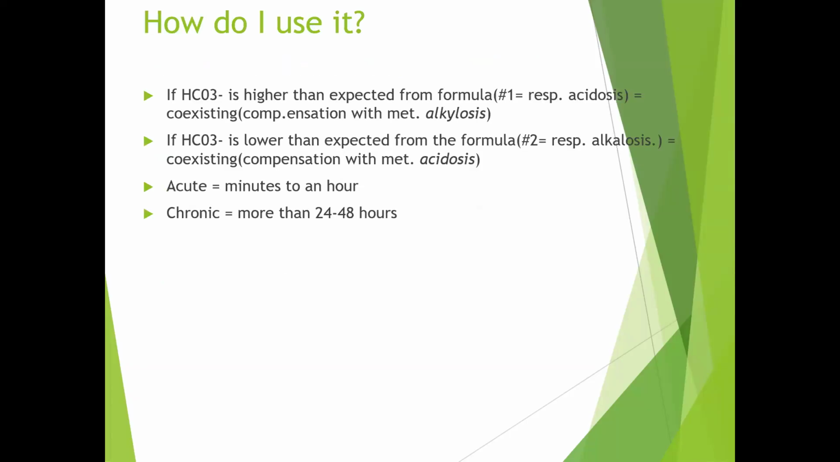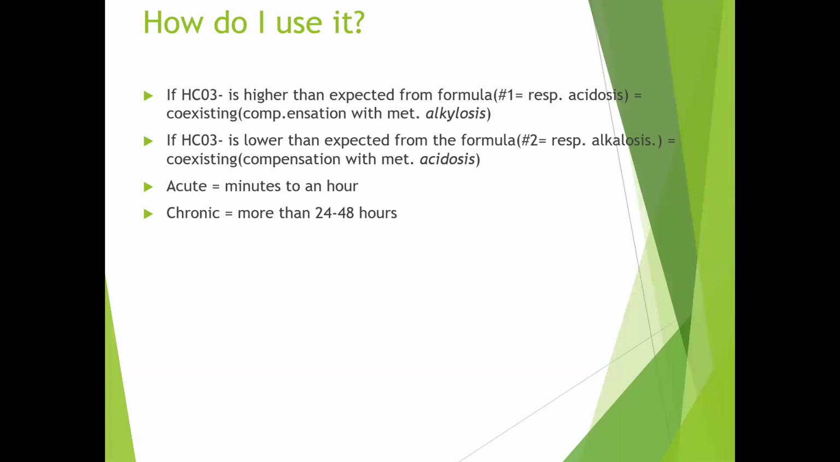So how do I use it? Again, if the bicarb is higher than expected, I'm either thinking it's a metabolic alkalosis or an attempted compensation for a respiratory acidosis. If the bicarb's lower, it's either a metabolic acidosis with an attempt on the respiratory side, or it's a respiratory alkalosis with a compensation.